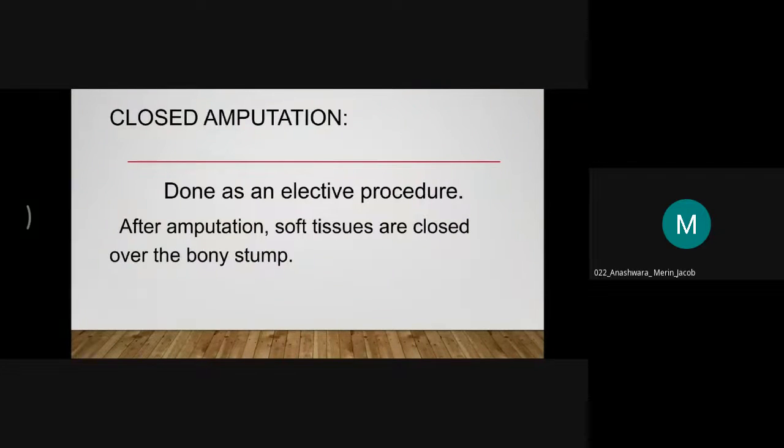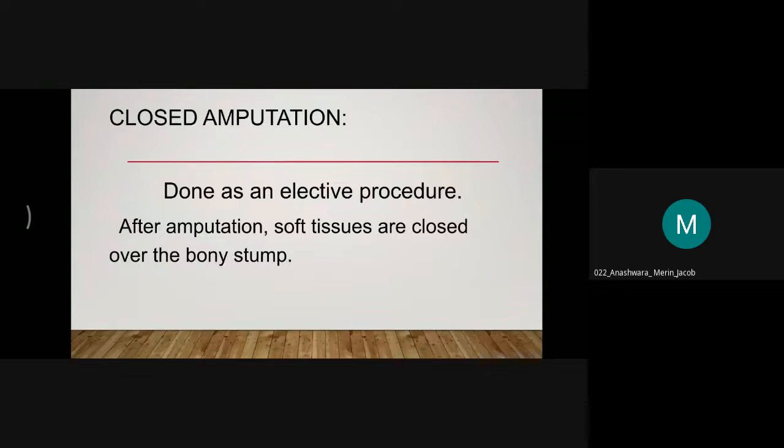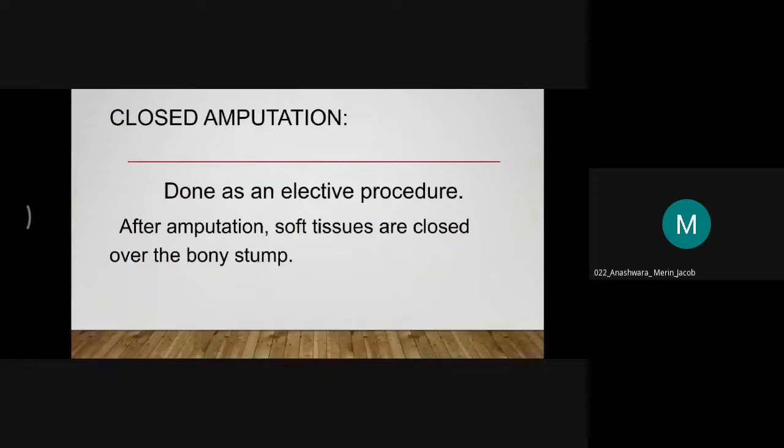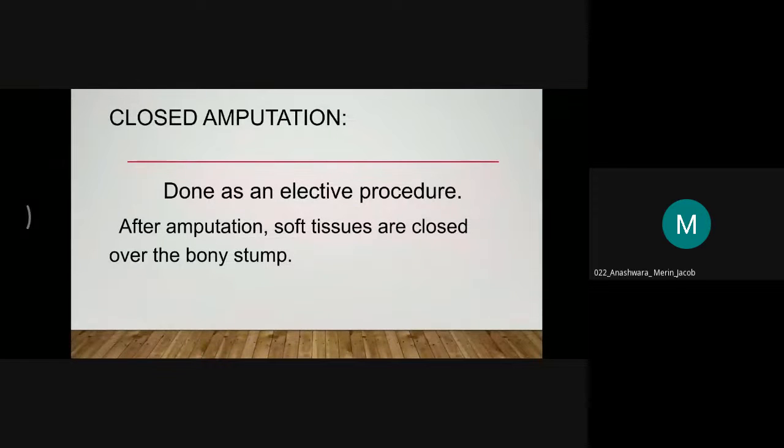The next one is a closed amputation, which is nothing but we are doing an amputation and we are closing the wound. We are not leaving the wound open. This is mostly done as an elective procedure, which is indicated mostly for tumors. For an osteosarcoma or any other bone tumor or sarcoma, soft tissue sarcoma, or in case of melanoma, we can do an amputation one joint above and we will close the wound.